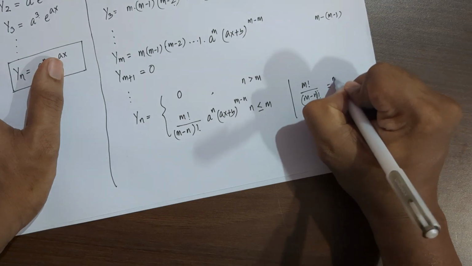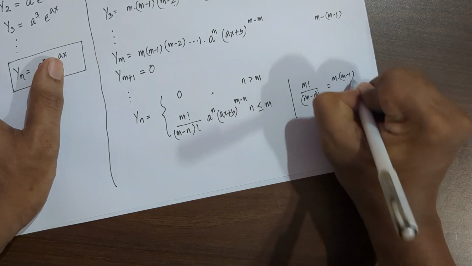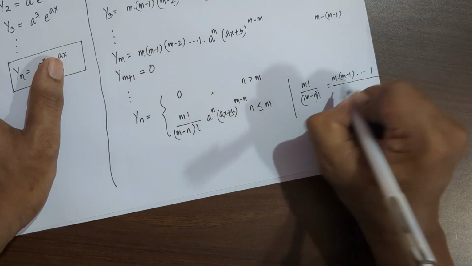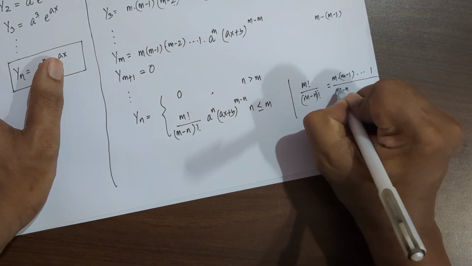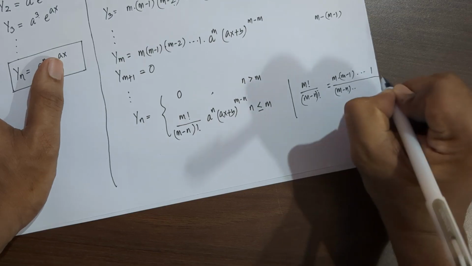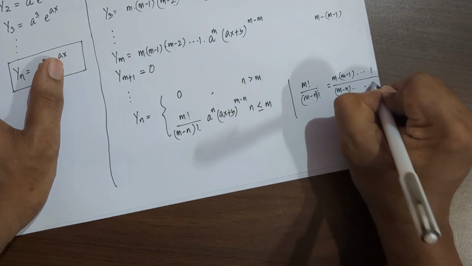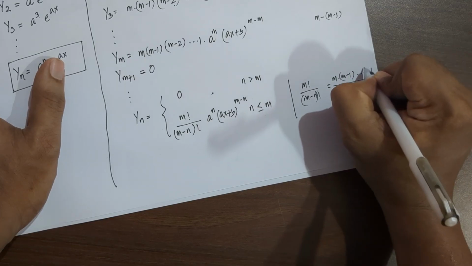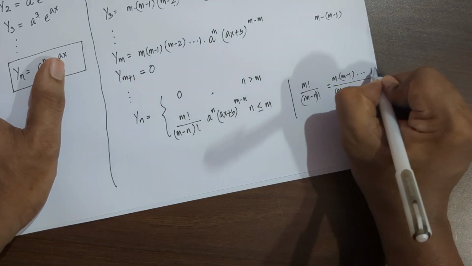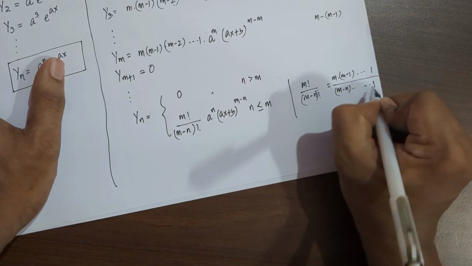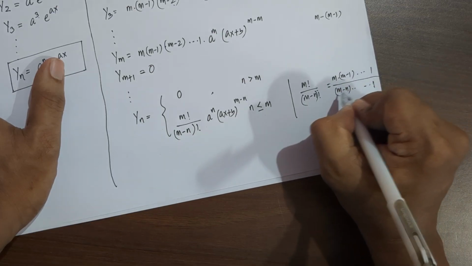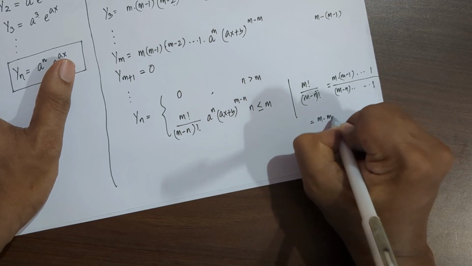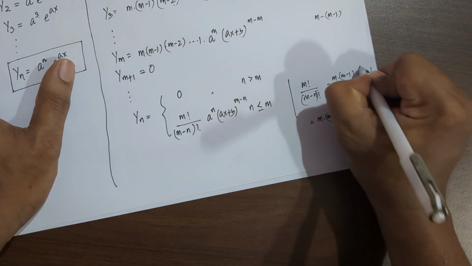In the numerator we have m times m minus 1, and they will go up to 1. And in the denominator we will start from m minus n, and by decreasing, we will go up to 1. Somewhere here we have m minus n, and up to that the terms are also here, and they are all multiplied. So we will obtain m minus 1. Suppose here is m minus n.